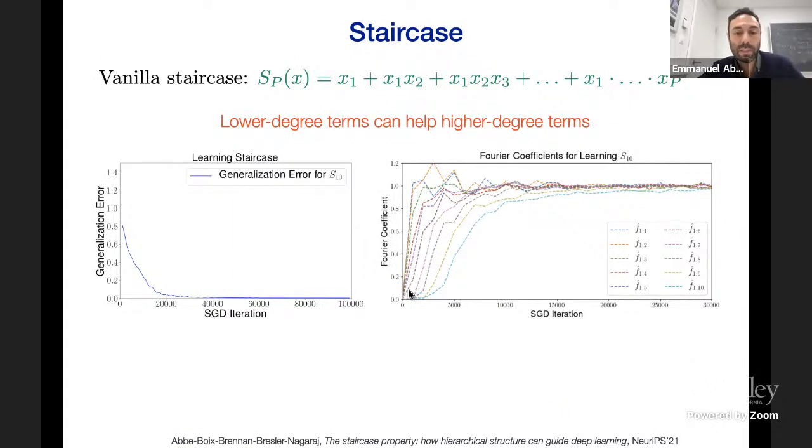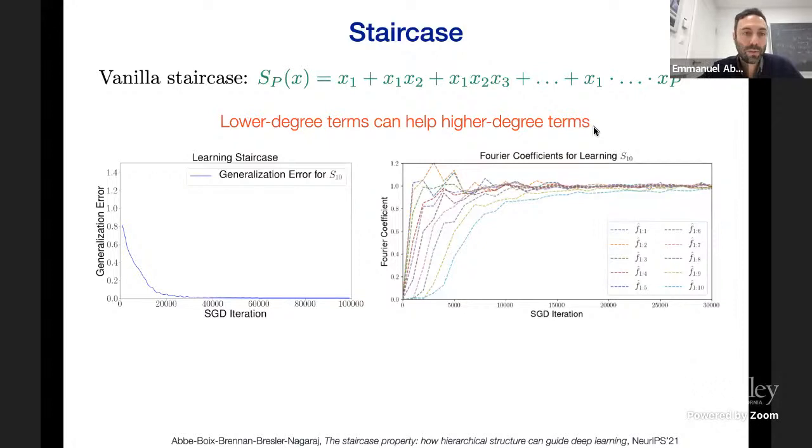And on top of this, the way that those Fourier coefficients are learned is done hierarchically, in the sense that you first start learning, as expected, the linear terms, then the quadratic, and you pick up each higher degree successively as the number of iterations goes up.